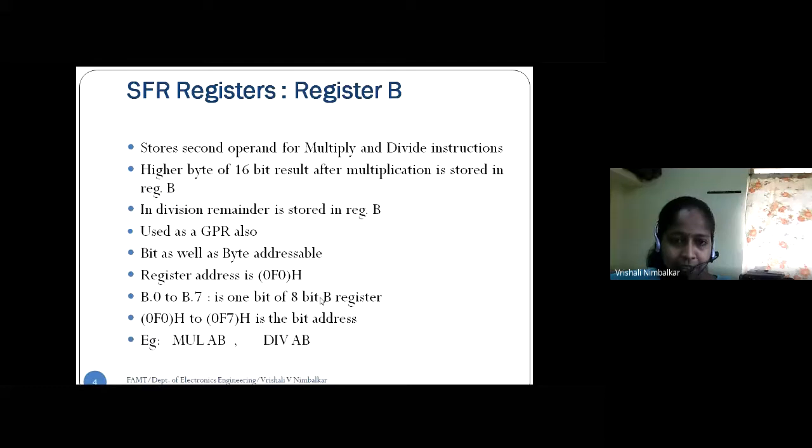Correct? And if I want to know what is a bit address, the starting address is F0, that is the address of bit B.0. F1, the address of B.1 and so on. F2, F3, F4, up to F7 is the address of B.7. Right? So this is about the special function register B. Correct?